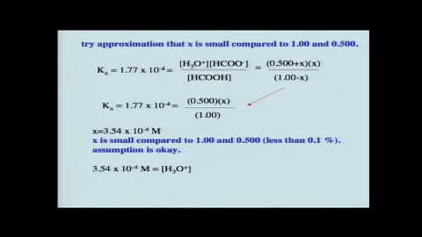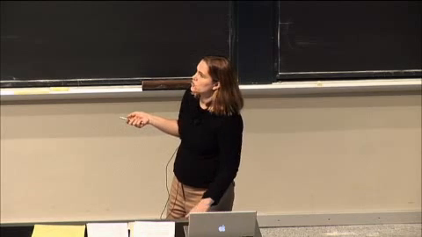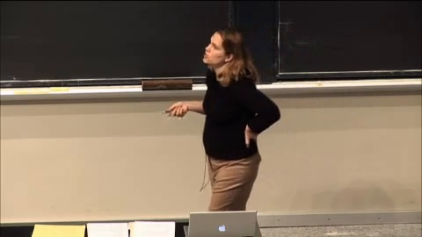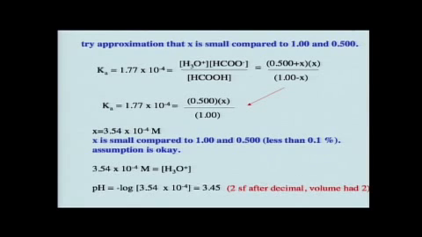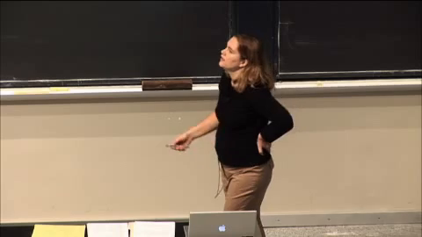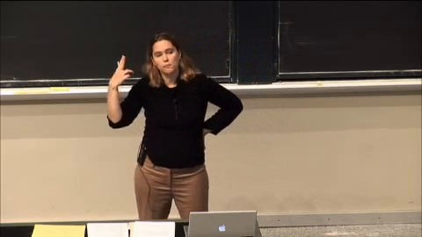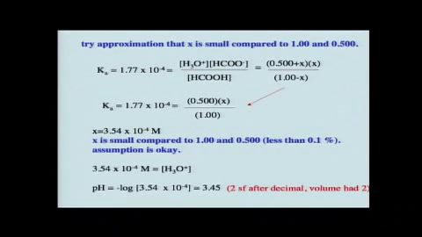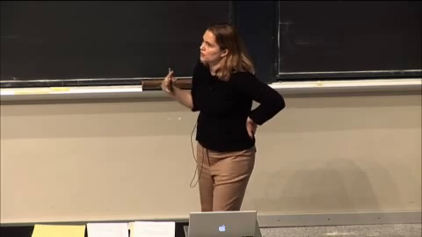So x here is our concentration of hydronium ion, which is great because then we can easily calculate the pH. So pH, again, is minus log of the hydronium ion concentration. And so the pH here is 3.45. And again, significant figures. We'll be talking about this as we go through. The volume was 1.0 liters. And so we're going to have two significant figures after the decimal point because the volume was limiting in significant figures.